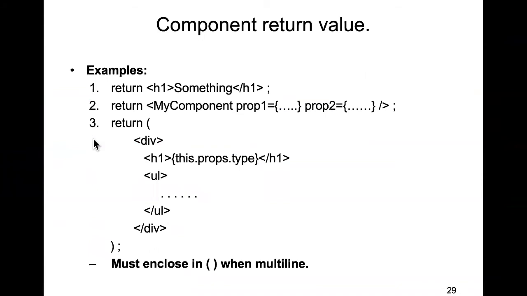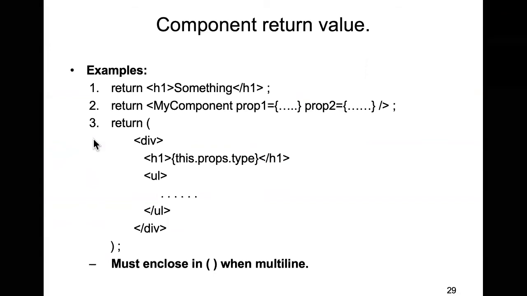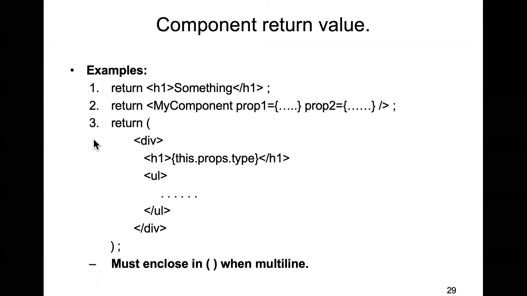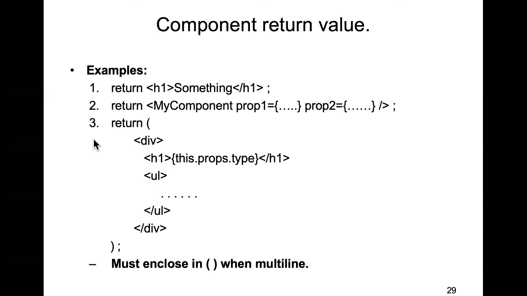A component returns JSX. And so all of these examples are valid examples of what a component might return. Okay, one isn't really that useful. Two, it turns out that a component can return as part of its JSX another component. And we see that a lot, or we will see that a lot. Number three, if you have a multi-line JSX that a component returns, you've got to wrap it in parentheses to help the transpiler do its thing.